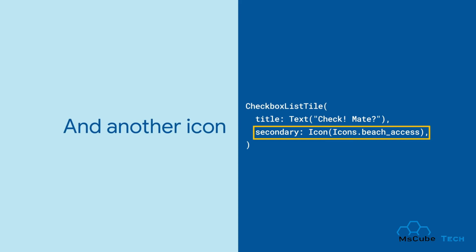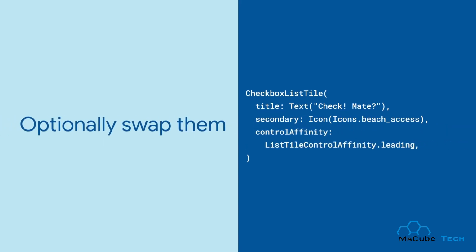In a list tile, this might be the leading or trailing parameters, but in a checkbox list tile, one of those will always be a checkbox. You can control which side these appear on by using the control affinity property. Passing in list tile control affinity.leading, trailing, or platform will put the checkbox either in front, at the end, or whatever the platform normal is.